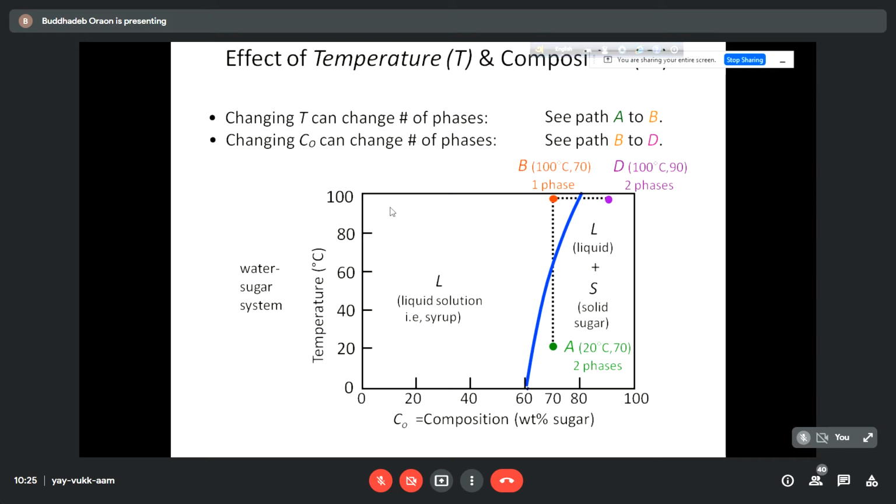On the other hand, there is another possibility that you are only changing the composition without changing the temperature. Along the horizontal line from B to D, even then your phase will get changed. The number of phases will get changed. So these are some of the possibilities, and this will be required for the analysis of phase diagrams.